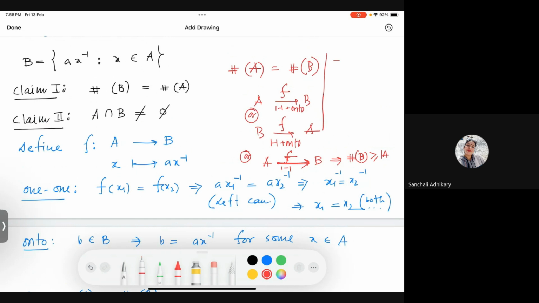Also there is another method. There is a lemma. If there exists an onto function from A to B, can you say whose cardinality is greater than the other? It means the cardinality of A is greater than or equal to the cardinality of B.